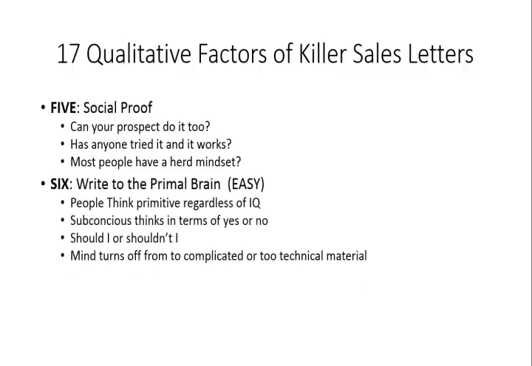Principle number 6. You want to write to the primal brain. In other words, people really respond to things that they believe are going to be easy and simple, that are not going to require any work, and that things are going to happen instantly. And people think this way regardless of how smart they are, regardless of what their IQ is. You want to talk to their subconscious. Their subconscious tends not to make difficult or complicated decisions. They answer questions like, should I or shouldn't I? That's the buying question that you want them to start asking, and that they will answer if you help them to do that by speaking to their primal brain.